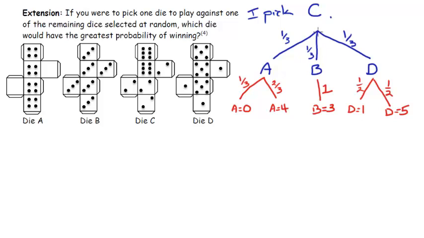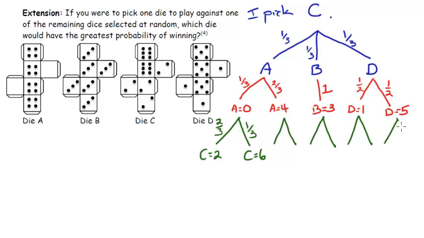Well, we still don't know what I rolled. I rolled the C. So here, for C, we have more cases. C could be a 2, or C could be a 6. And this happens 2/3 and a third. So I'm going to leave it to you to finish this.